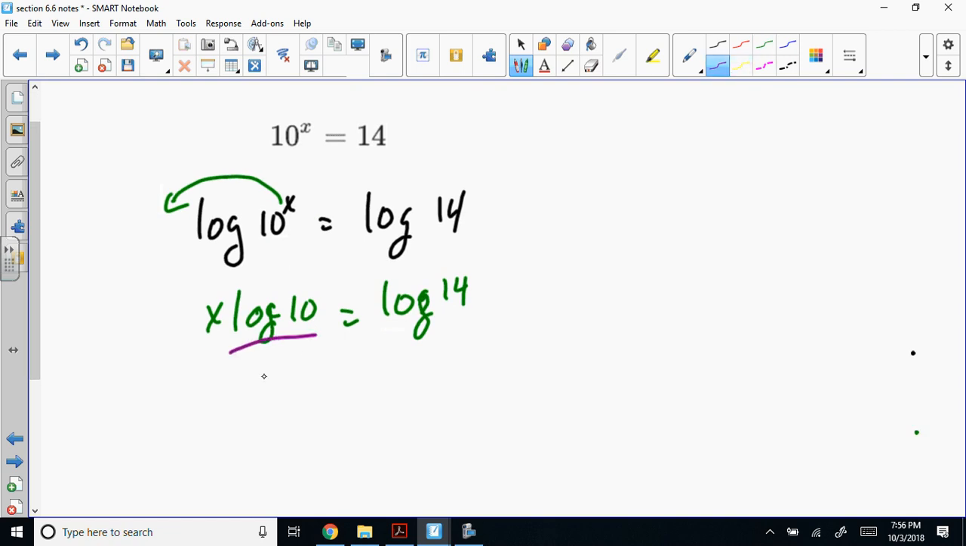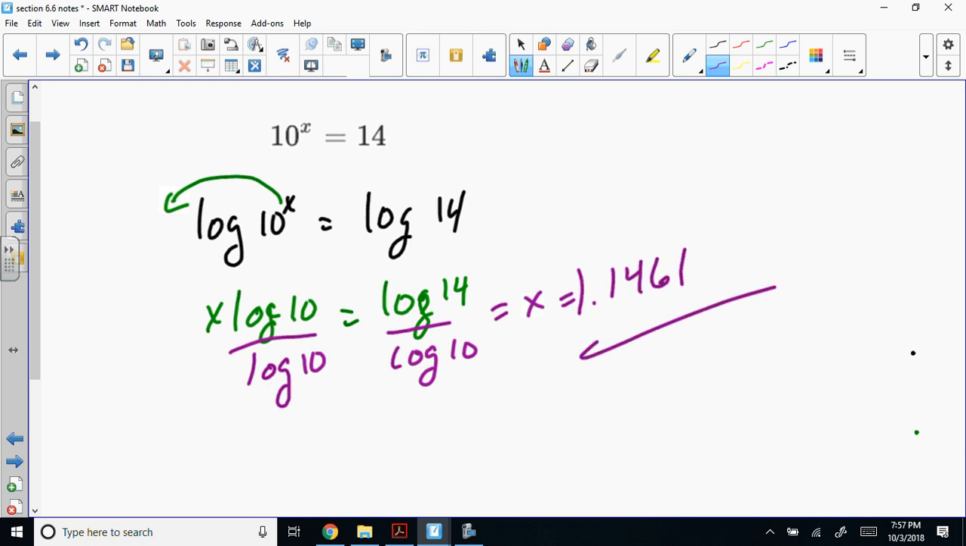Now, this is awesome. I don't care who you are, this is great. See that log and that x are tied together by multiplication. So if I want to get rid of the log, I just divide both sides by the log of 10. And that will give me x, which is log of 14 over log of 10. Make sure you close parentheses when you type in log, right? I got 1.1461, right?